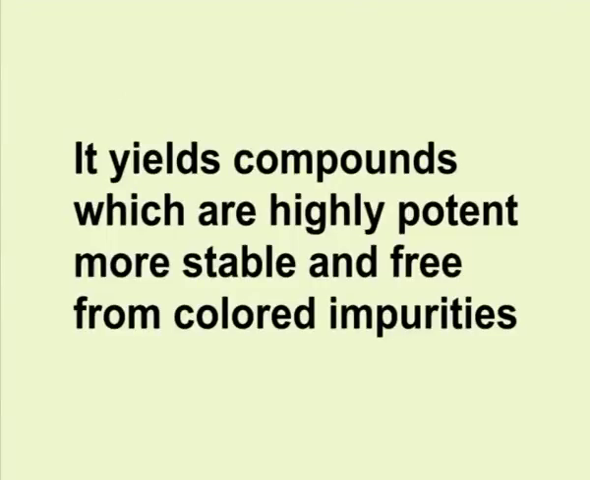The solution is concentrated by heating and evaporation at atmospheric pressure to produce a supersaturated solution. Many fermentation products will not, however, withstand heat, and the initial water removal is made by heating at reduced pressure, or by lowering the temperature to form crystals which can be centrifuged from the concentrated liquor. It yields compounds which are highly potent, more stable and free from colored impurities.